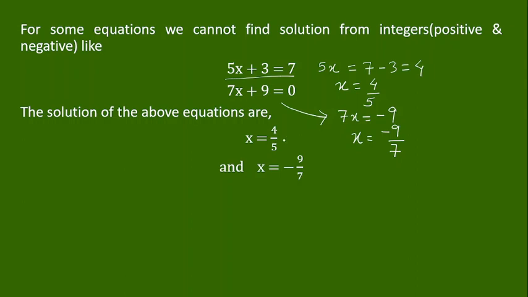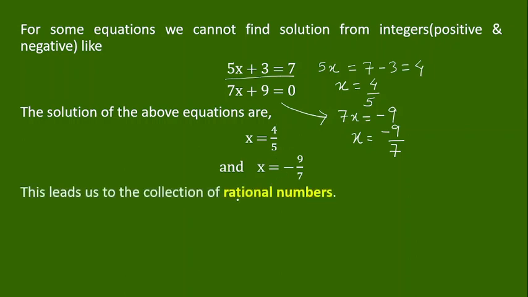Are these whole numbers? No. Are these natural numbers? No. So what kind of numbers are these? These numbers are known as rational numbers. Rational numbers are the numbers which are written in the form of fractions.